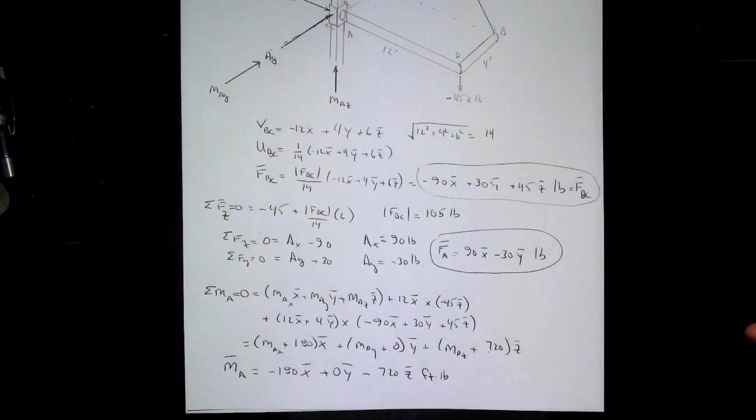So let's see. Summing forces in the x, that'll be 0. I took AX to be positive. Alrighty. This has no x component. This has a minus 90. Setting that equal to 0, we get AX equals 90 pounds.